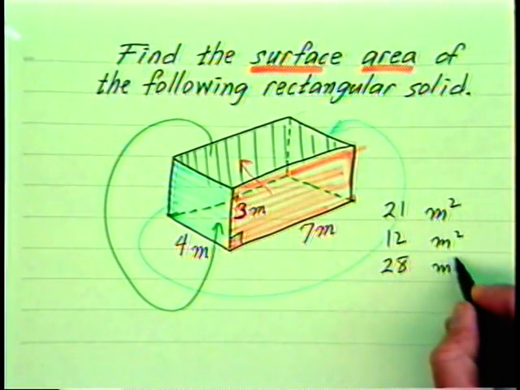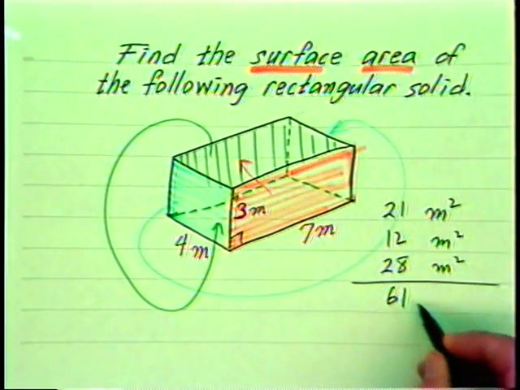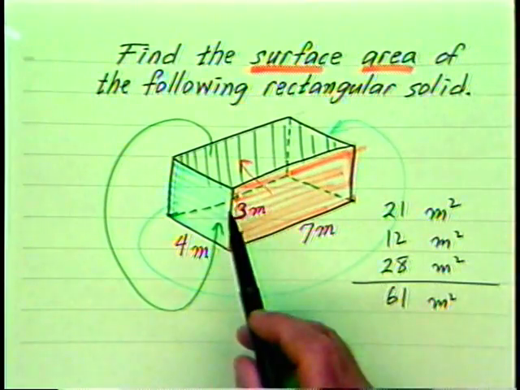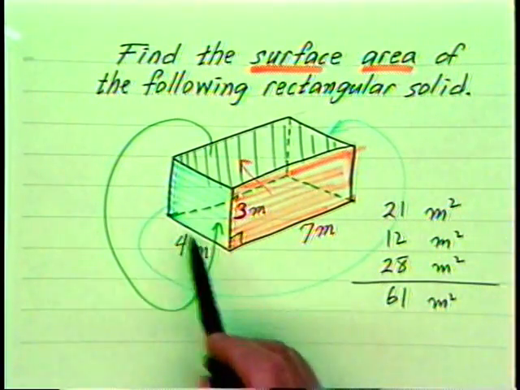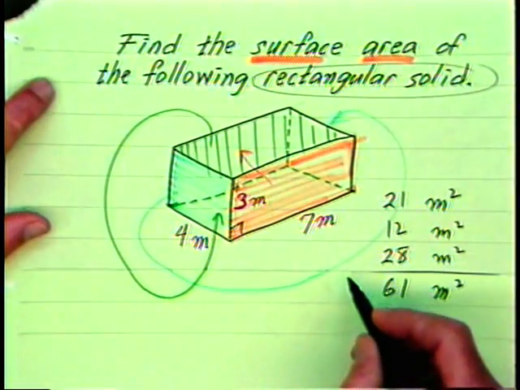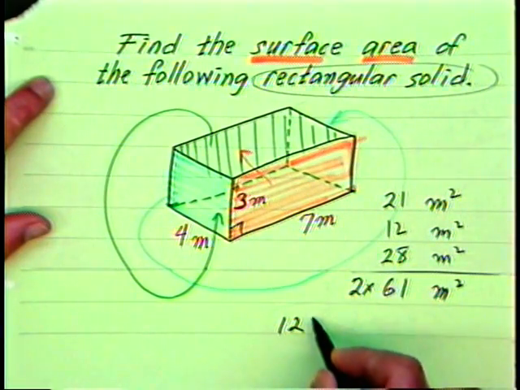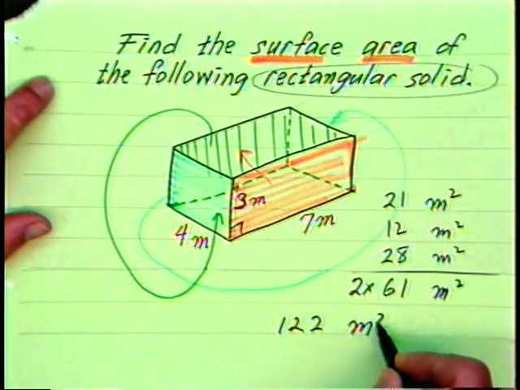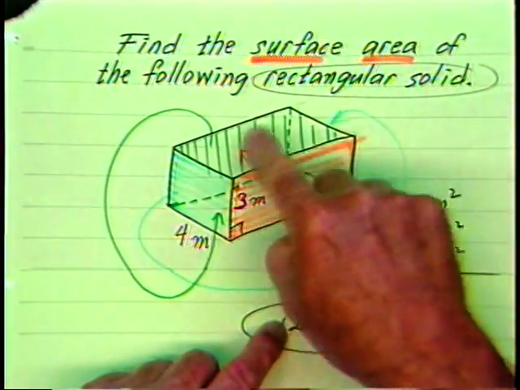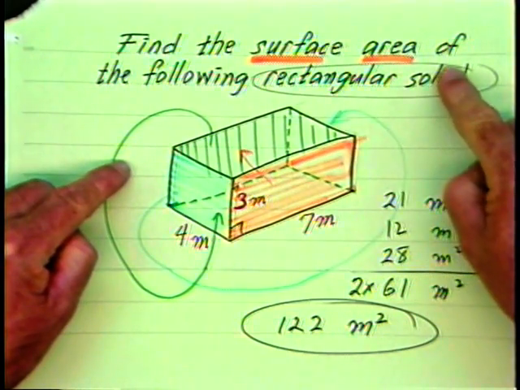square meters. Then adding those, we get 61 square meters is the side, end, and bottom. But then to get the other half of our box, we have to double our results, which give us 122 square meters of material. The material was used to construct the outer surface of this rectangular solid.